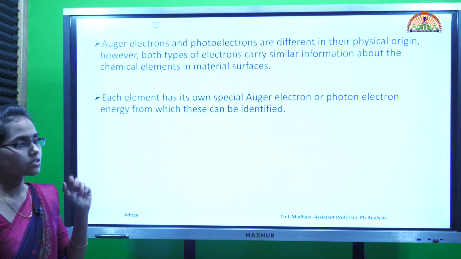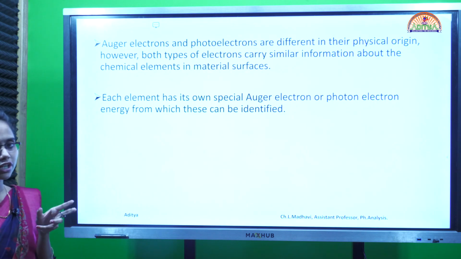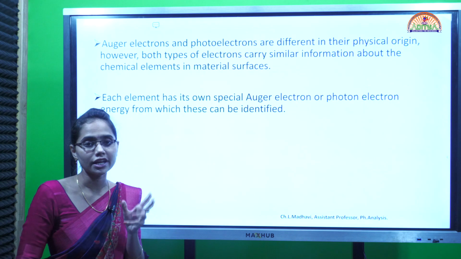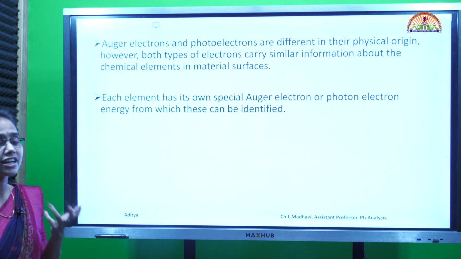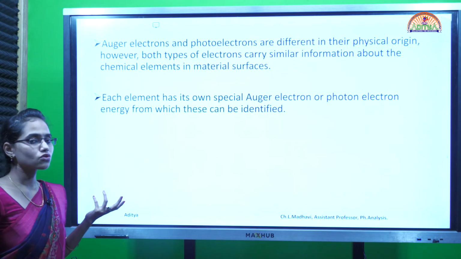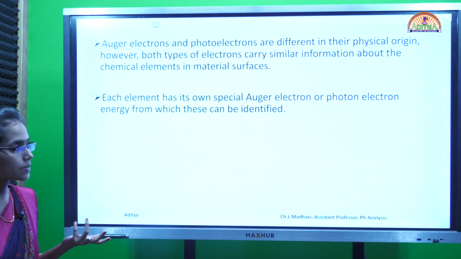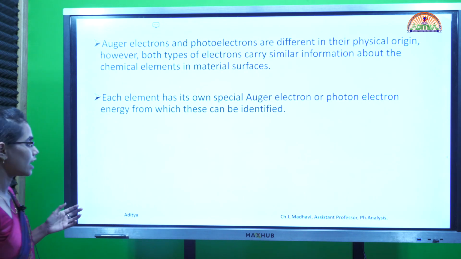And the energies. So for every chemical species, the energy of liberation of a photoelectron or the energy of liberation of an angular electron is characteristic. So with the help of these energies, we can easily identify what type of chemical compound it is. So this electron spectroscopy is used for identifying a chemical species and also to find out the dynamics of the electron present in an atom or a molecule.